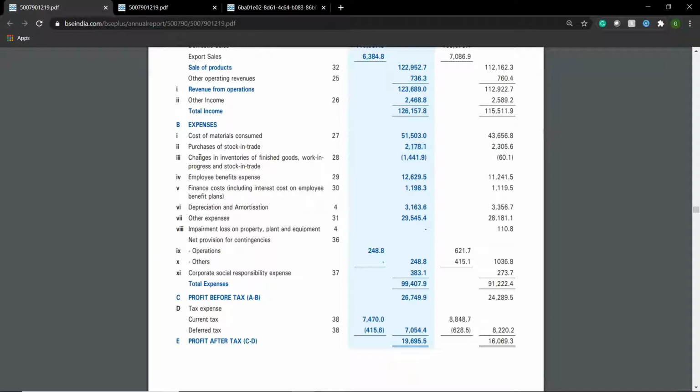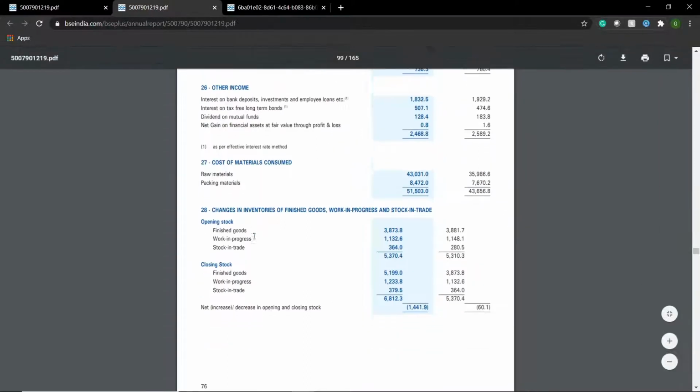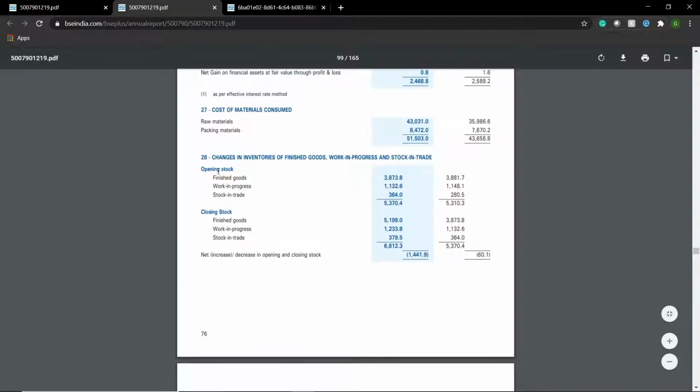Now coming to the next point, which is changes in inventories of finished goods, work in progress, and stock in trade. Inventories is just the material or product which the company has produced and hasn't sold off yet. So let's understand this term by going to note number 28. Now look, as soon as you come to note number 28, you find these two things: opening stock and closing stock.